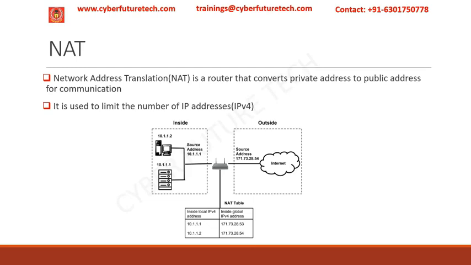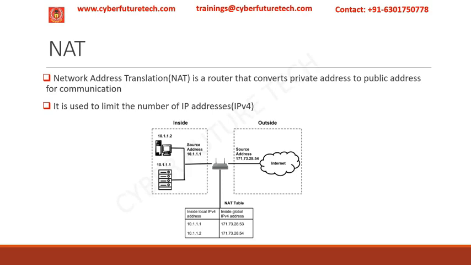NAT is of three types. First one is static NAT. Here a local address is mapped to global addresses, which is one-to-one relationship. The next one is dynamic NAT. In this, the unregistered private IP address is translated to registered public IP address from a group of public IP addresses.